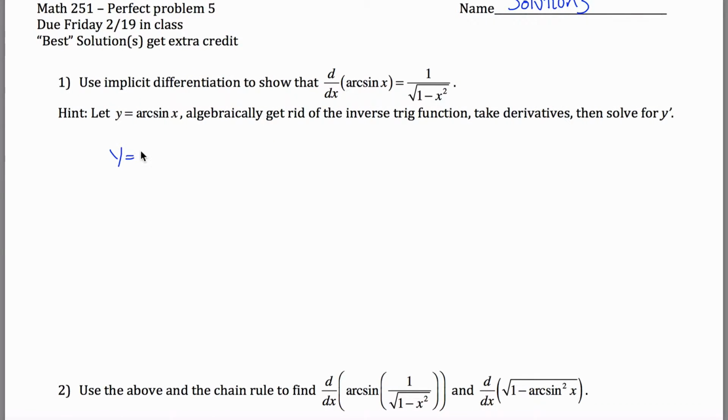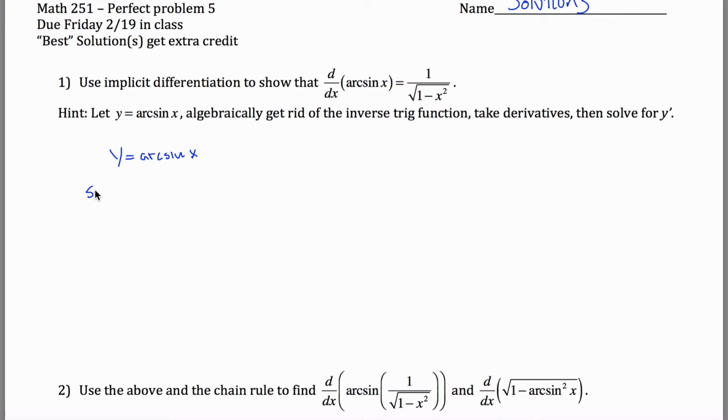I say start out with y equals arcsine of x, and then use implicit differentiation. The idea with implicit differentiation is I'm eventually going to take the derivative of both sides of this equation. But I don't want to do that until I know what the derivative of each side of the equation is. If I did it right now, I'd have to know the derivative of arcsine, and I don't know that.